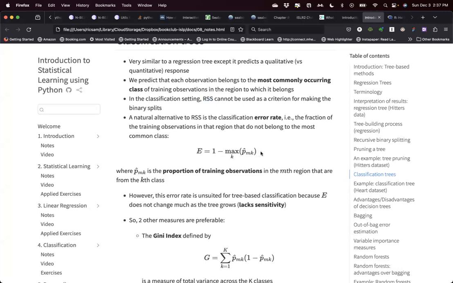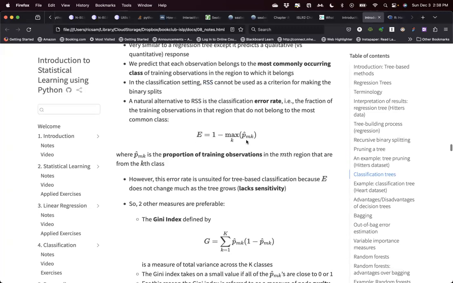And the first one that the authors introduce to us is the error rate, which is this formula, right? And this p hat mk is going to be the proportion of training observations in the m region that are from the k class. So here we're taking the maximum of this parameter. Let's do an example. Let's say that this p hat, the proportion of training observations, is one, the maximum is one. So that's a perfect classifier, right? So when you subtract it from one, you get an error of zero, right?